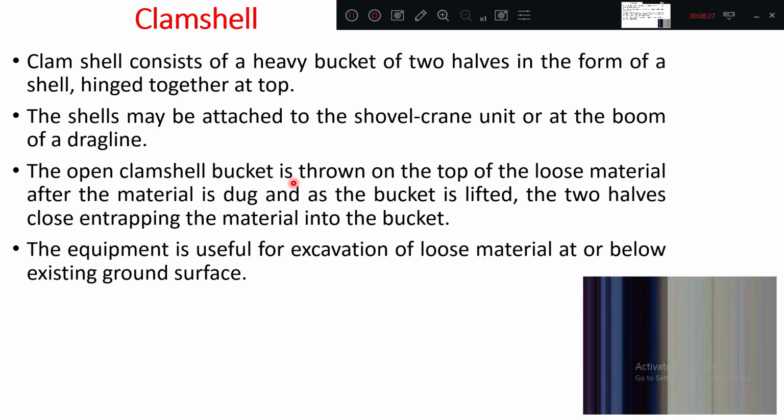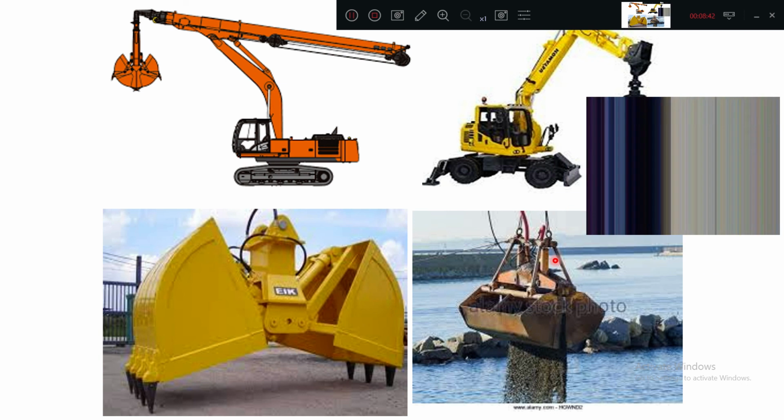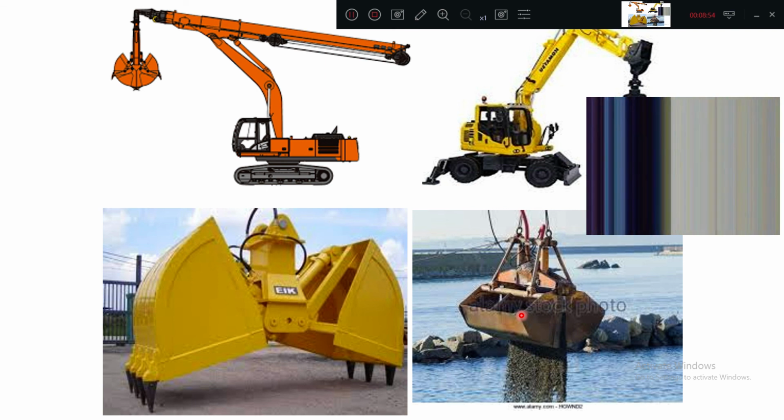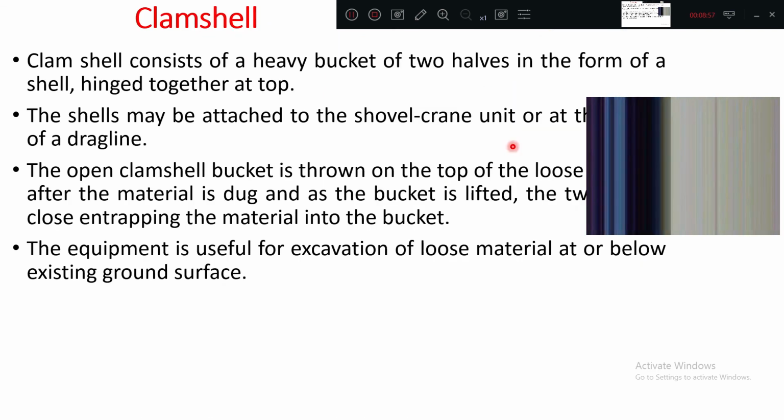The open clamshell bucket is thrown on the top of the loose material. After the material is dug, the bucket is lifted and the two halves close, entrapping the material into the bucket. How can we explain? This type of portion is thrown in the river. After this is closed, the material is accumulated inside the bucket. So the equipment is useful for excavation of loose material at or below the existing ground surface. You can work at any level. That is the possibility of this one.